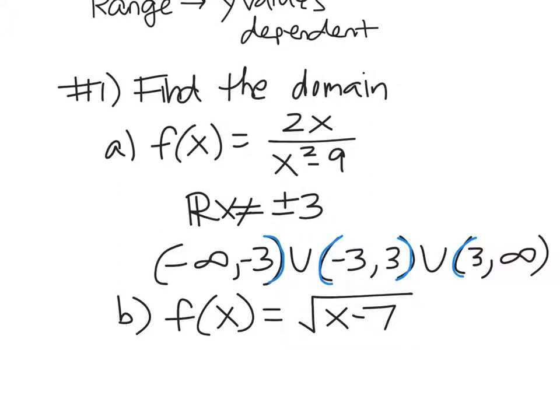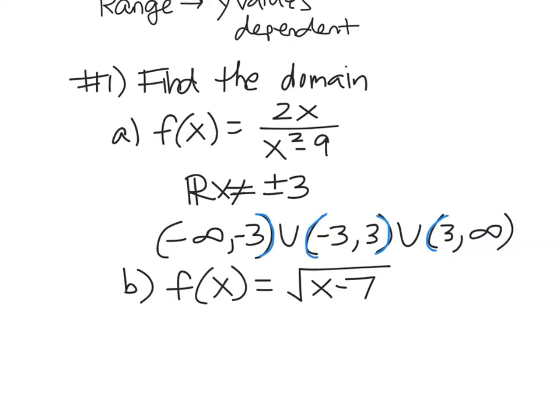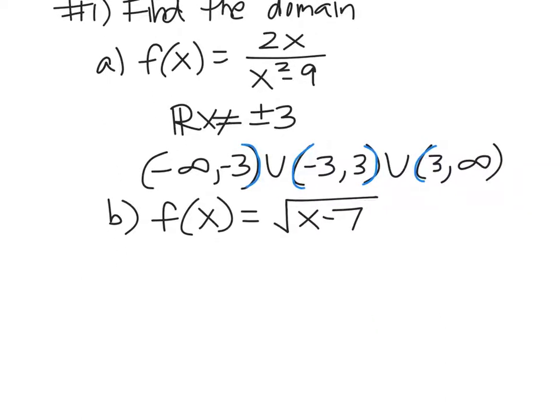We're just finding the domain, not the range yet. So find the domain of that guy. Oh, you got it already? Yes? What is it? It can't be 7 or less. Okay.